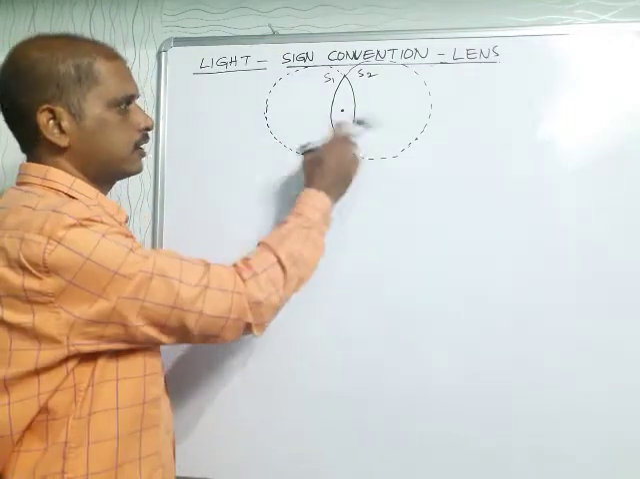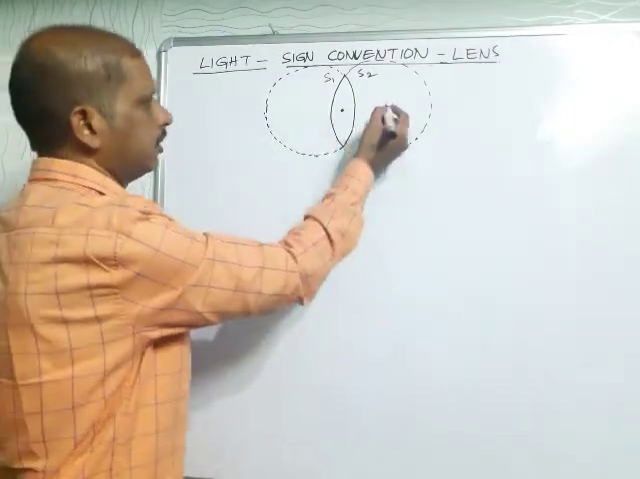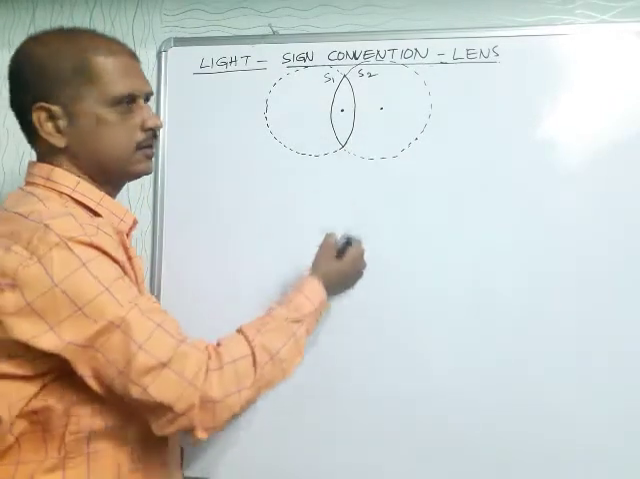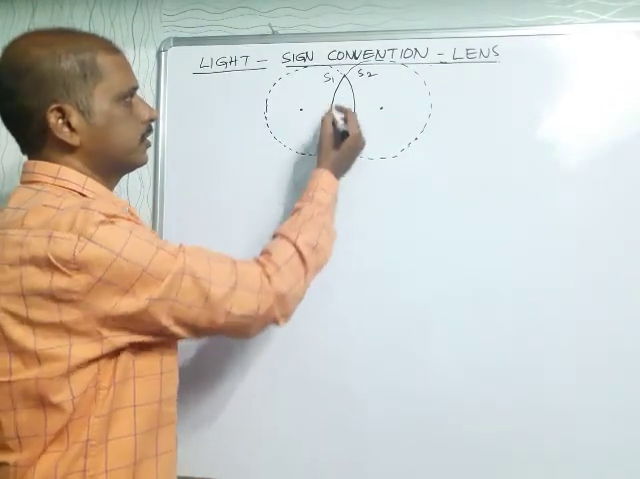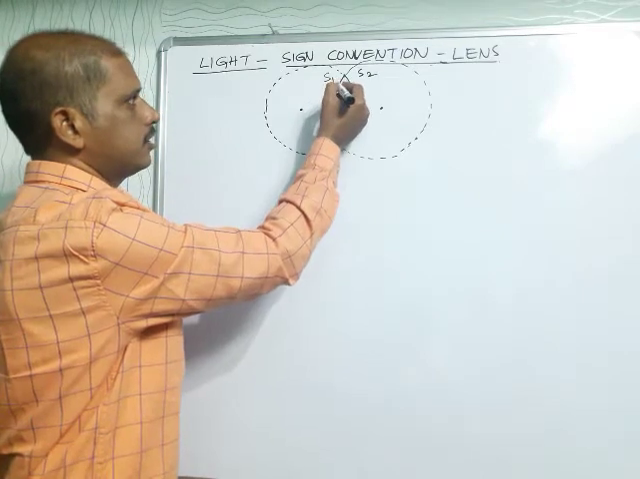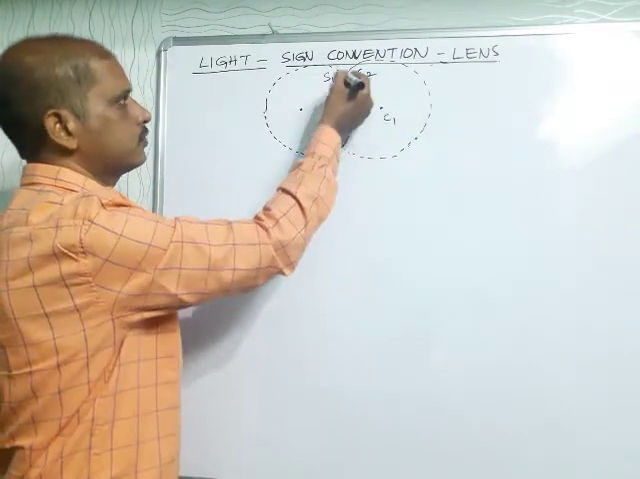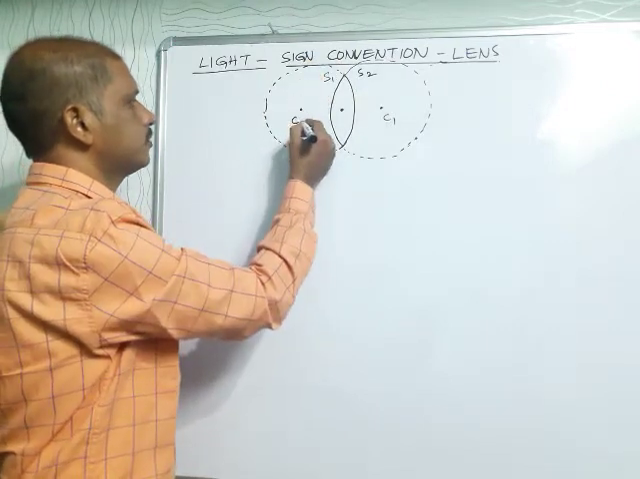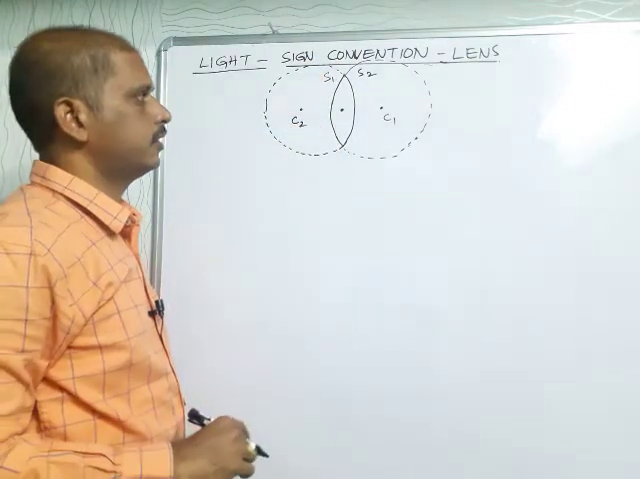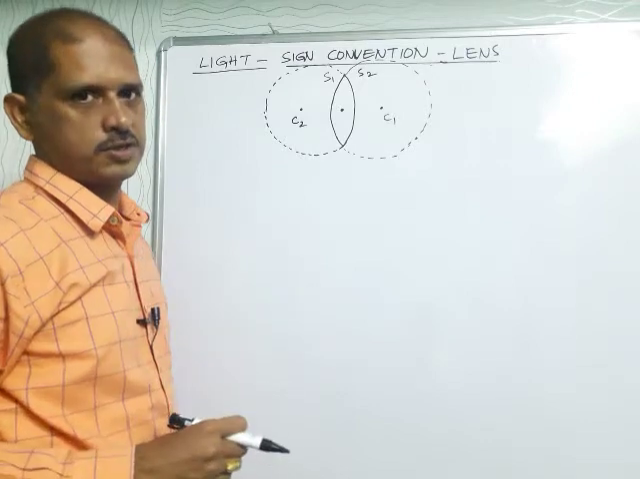First of all, you have to understand this point. So here you can take a center of curvature. This is also center of curvature. This S1 is here. This is a cut part of the sphere. So this is C1. This is S2. So this is a cut part of the sphere. This is C2. So here we have to take the measurements.